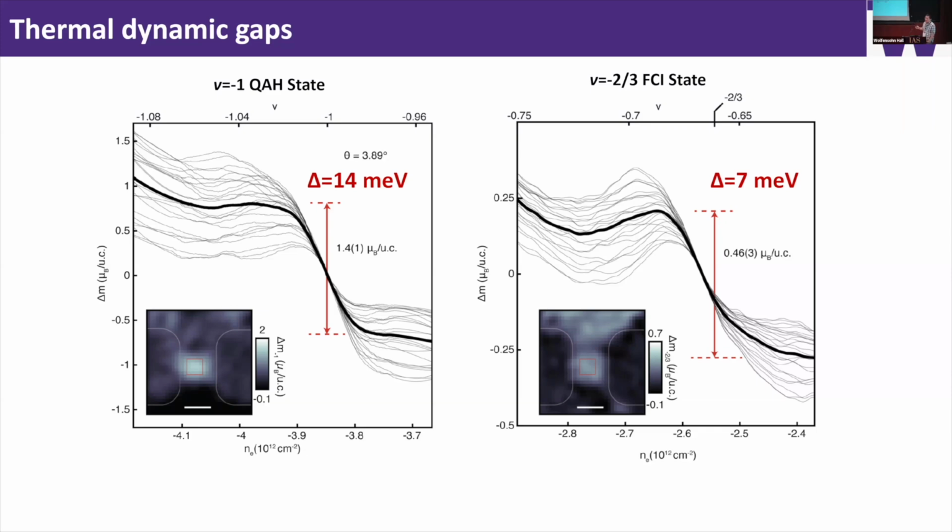Let me comment a little bit on this number, 7 millielectron volts, which is the thermodynamic gap. As I showed you, it's a single particle gap. We also did thermal activation measurements of the 2/3 state. What we got is that the gap is about 2 millielectron volts. So it's about 3 times smaller than the thermodynamic gap, which actually makes sense, because in transport what you measure is a quasi-particle, a fractional charge gap. In this case it's 1/3, but the single particle gap is supposed to be 3 times larger than that. So I think everything makes sense here.